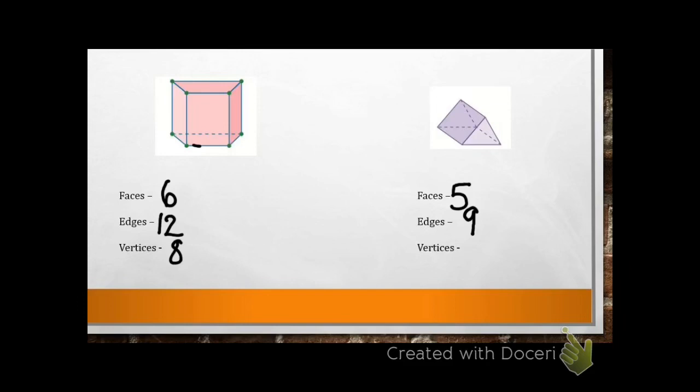All right, our vertices, or our corners where all of our line segments meet, when you count those up, you should get a total of 6. 1, 2, 3, 4, 5, and then don't forget this guy back here, 6. 6 vertices.